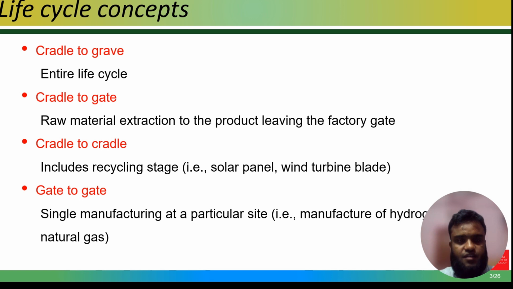Life cycle analysis has some concepts. The first one is the cradle to grave basis, which is the entire life cycle of a product. The second one is the cradle to gate basis, which is the raw material extraction to the product leaving the factory gate. The third one is the cradle to cradle basis, which includes a recycling stage, for example, solar panel or wind turbine blade. And the final one is the gate to gate basis, which is a single manufacturing step at a particular site, such as manufacturing of hydrogen using natural gas.